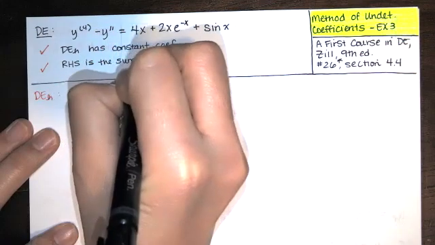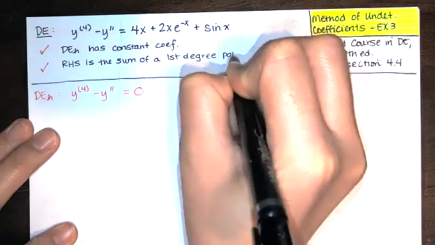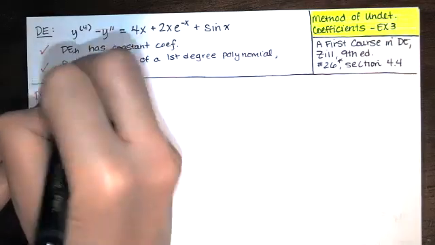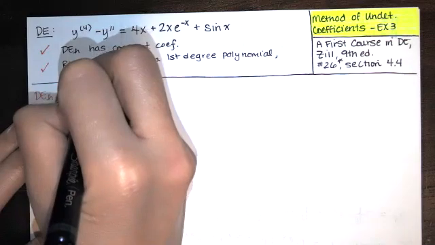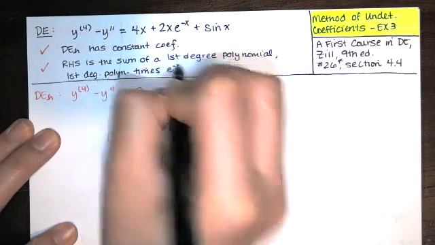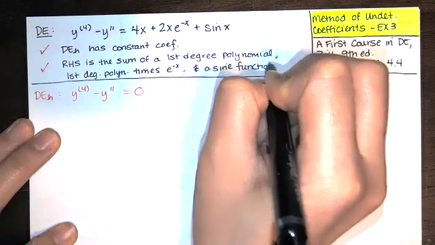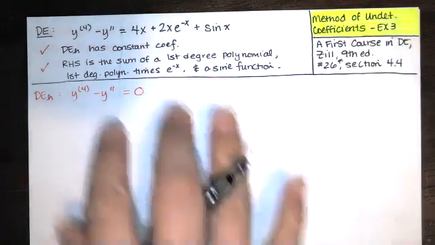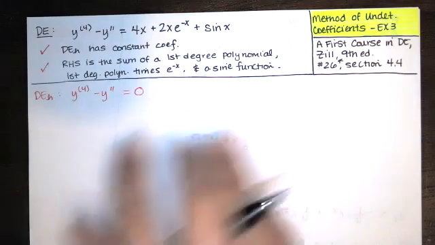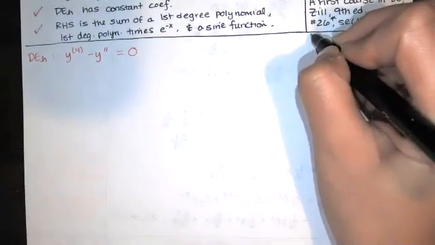It's the sum of a first-degree polynomial and a first-degree polynomial times an exponential. And a sine function. So the guessing method will work. Now, always check this first. If the coefficients over here depend on x or t, or if the right-hand side doesn't have the right form, this method is no longer appropriate. But this time it is.